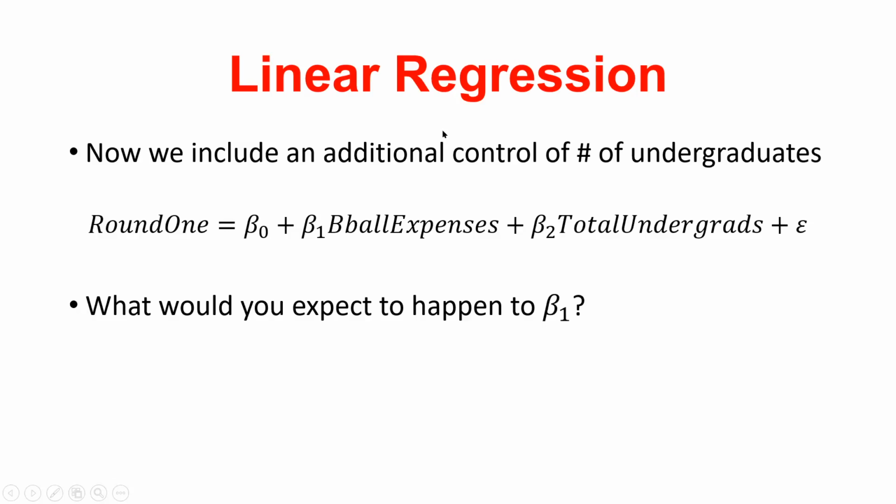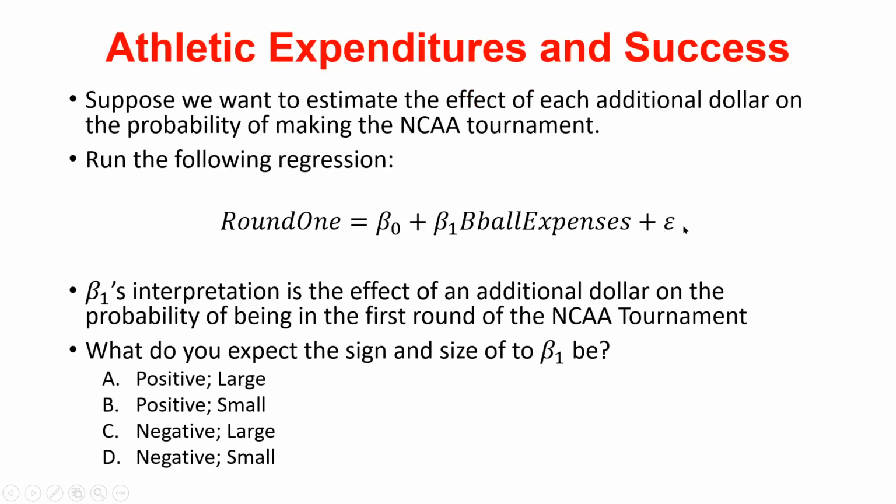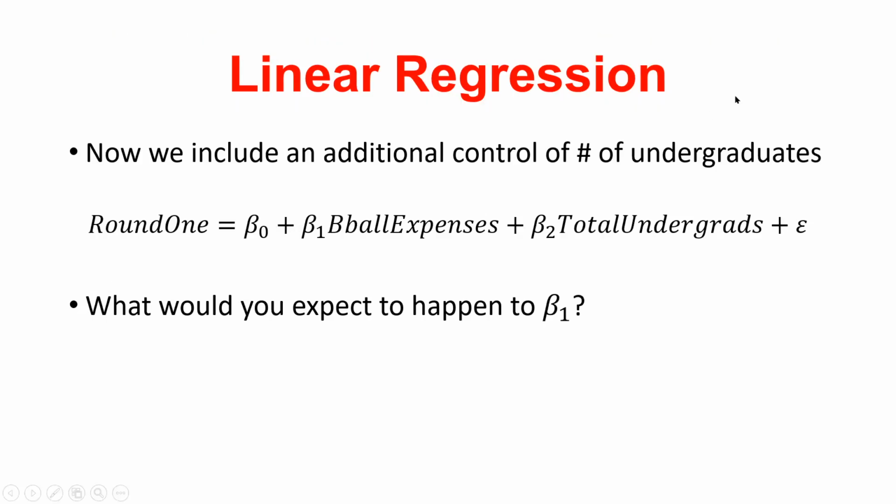Well, we know that if we just look at a simple linear regression and we don't include additional controls, we can get some really weird estimates, right? So we call this the omitted variable bias. We're leaving out, or omitting, important variables that are correlated with expenses that are really the ones driving the effect on making the tournament. It's not necessarily expenses, it's these other things that are correlated. So if I have larger basketball expenditures, I might also happen to be a larger school, and so maybe I want to capture that using the total number of undergraduates at a school, right? So what do I think is going to happen to this coefficient? What's likely going to change, right?